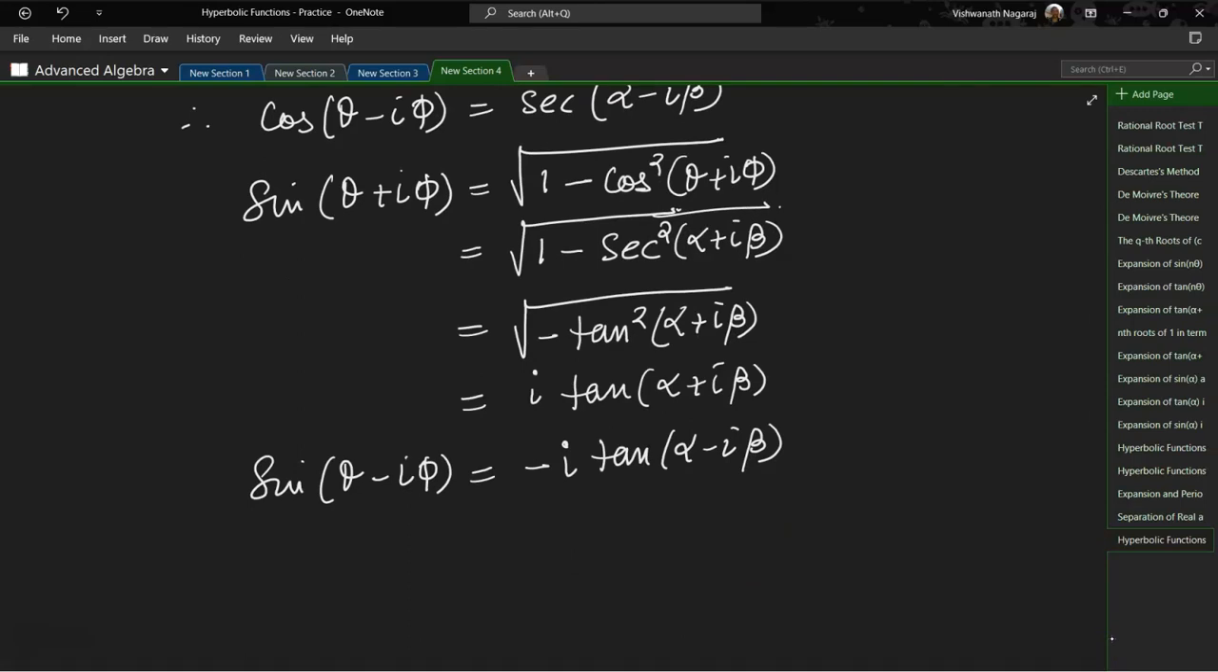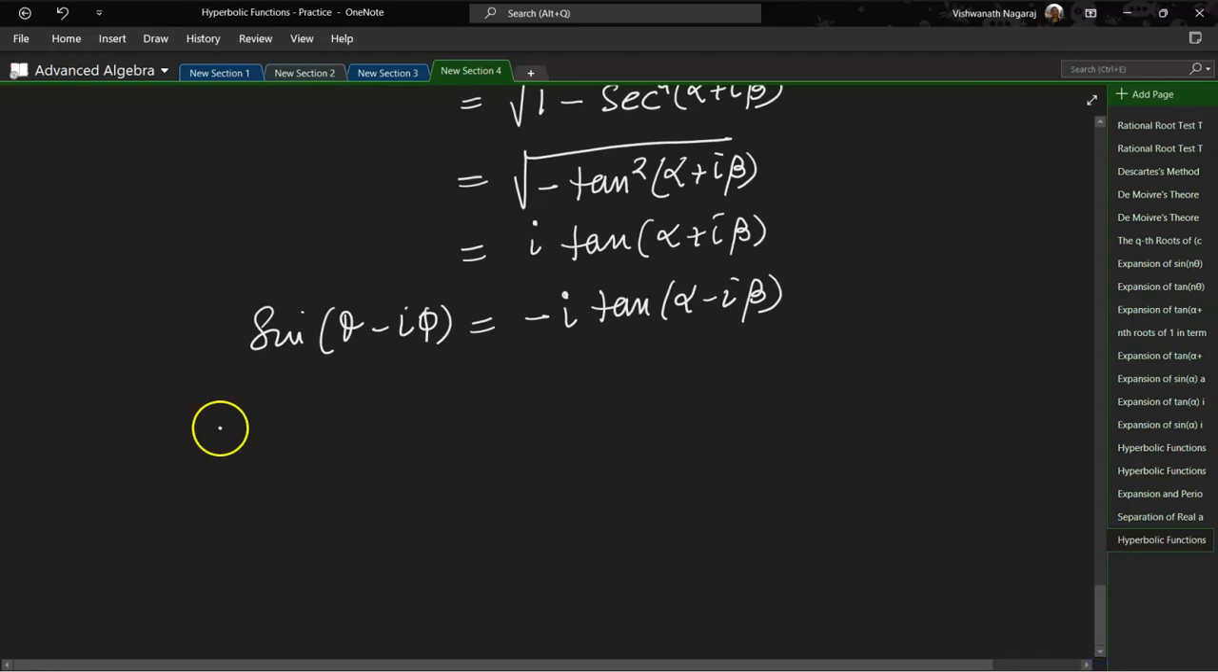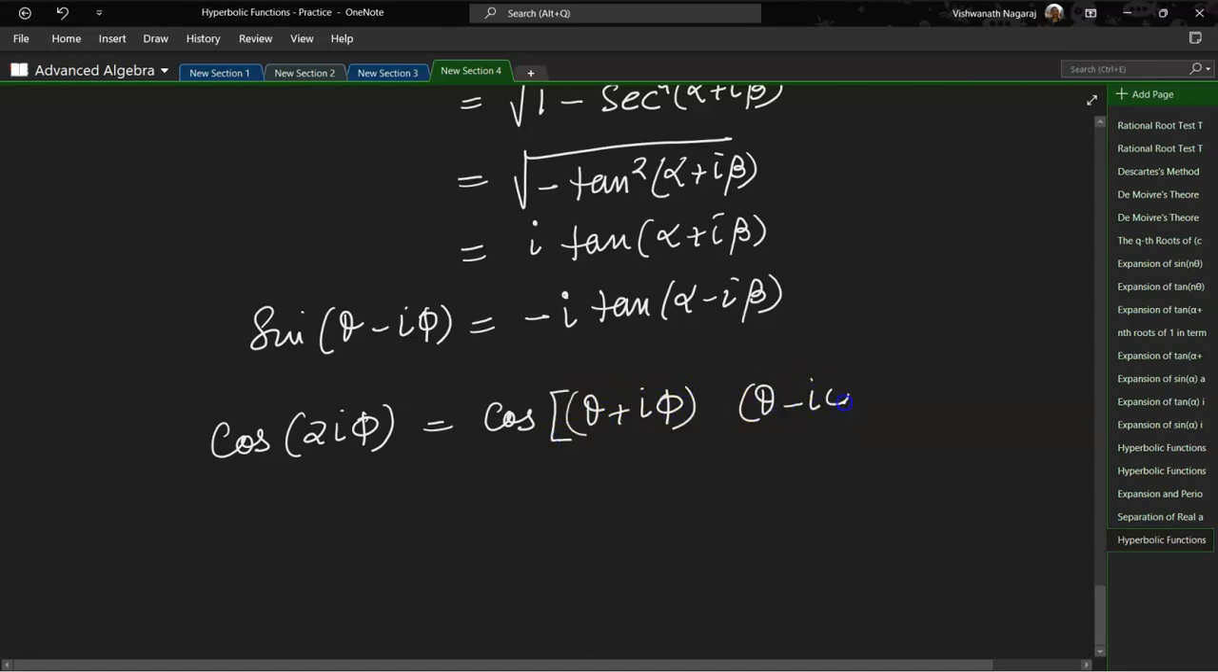So let's see what we can do now. Just like we did in the previous problem, let's take up cos 2I phi. Now this can be written as cos of theta plus I phi, theta minus I phi. What should come here, plus or minus? We want I phi twice, so minus. So minus into minus is plus, so 2I phi. Theta minus theta disappears. Okay.